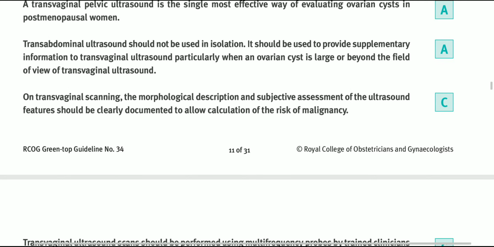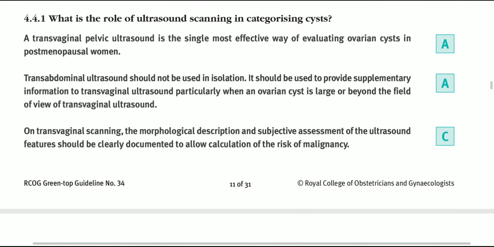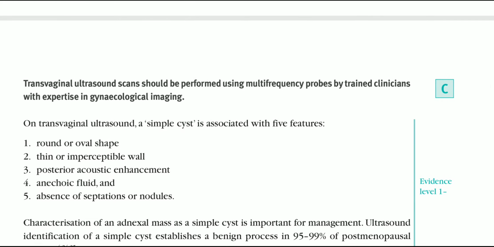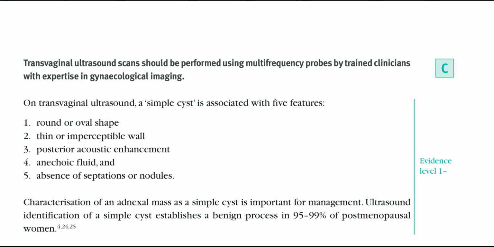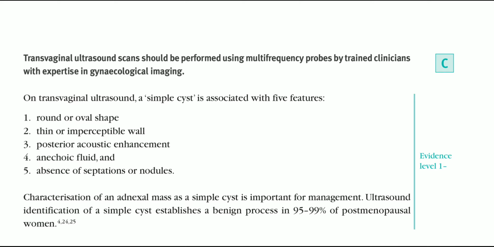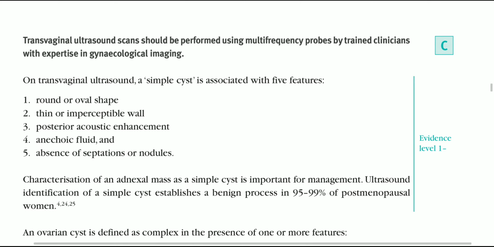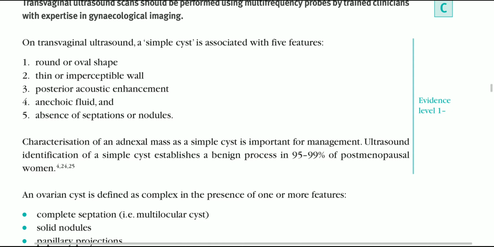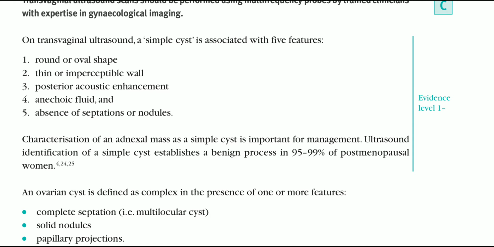On transvaginal scanning, the morphological description as subjective assessment of ultrasound features should be clearly documented to allow calculation of the risk of malignancy. Now, transvaginal scan should be performed using a multi-frequency probe by a trained clinician with expertise in gynecological imaging. Now, what five features are needed to be identified? On transvaginal ultrasound, a simple cyst is associated with five features: round or oval shape, thin or imperceptible wall, posterior acoustic enhancement, anechoic fluid, and absence of septation or nodules.